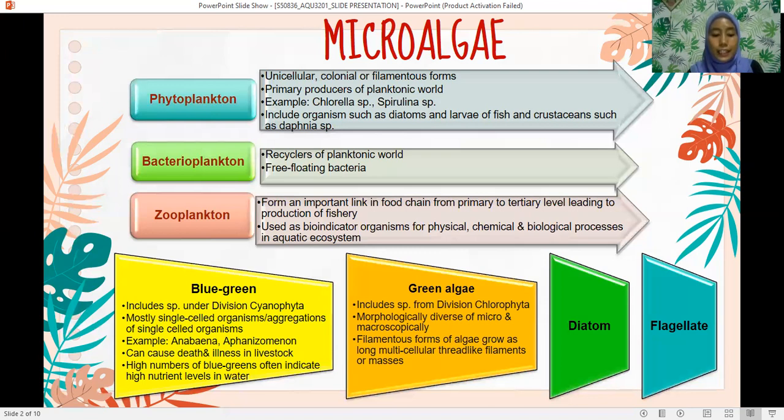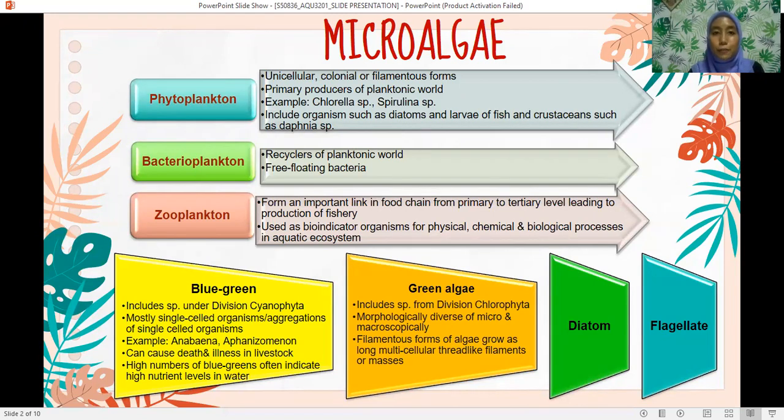For the zooplankton, they form an important link in the food chain from primary to tertiary level, leading to the production of fisheries. In addition, it is used as a bioindicator organism for physical, chemical, and biological processes in the aquatic ecosystem.